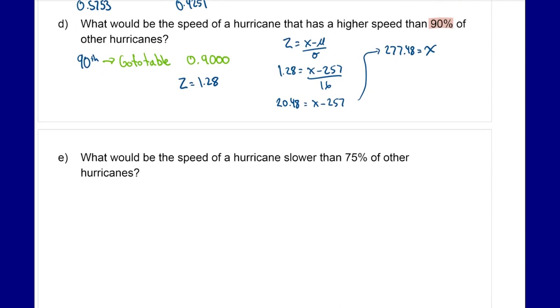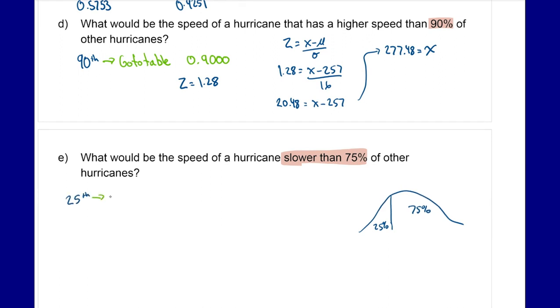What would be the speed of a hurricane slower than 75% of other hurricanes? Right, so a little bit different in the wording. If we're looking for a hurricane that is slower than 75%, that means wherever the mark is, everything above is 75%, and everything below is 25%. Now keep in mind, whenever we find a percentile in the table, it tells us less than. So we're looking at finding the 25th percentile.